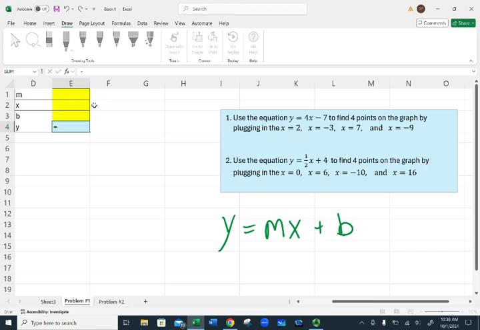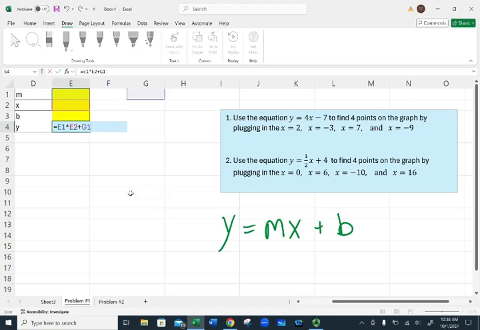So you can either type E1 or use the mouse. What I generally do is I use the mouse. I'll click on that location of the m, right? So E1 is going to be m. Then we want to multiply that by x, which is going to be here in E2. And then I want to add the b, so plus, and the b is going to be right here in cell E3. Okay, so E1 times E2 plus E3. So those are the locations where I'm eventually going to put the m, the x, and the b.